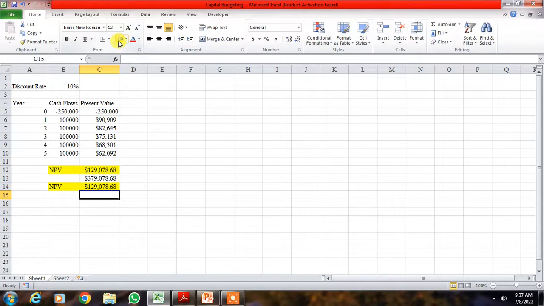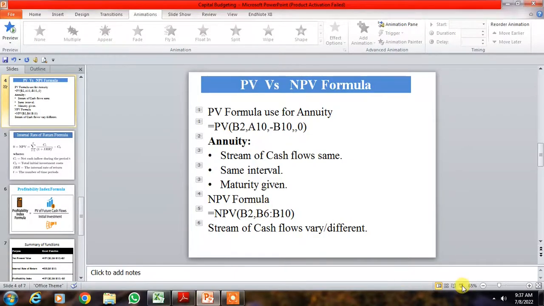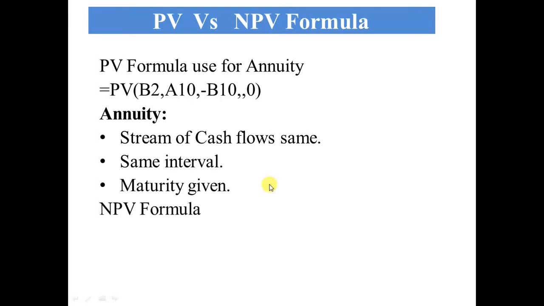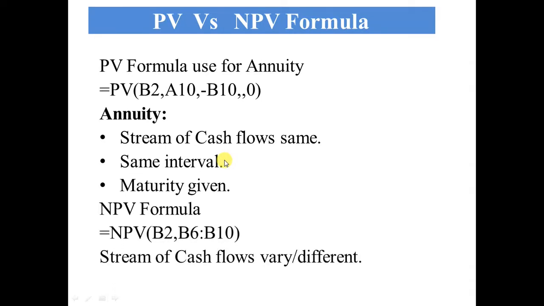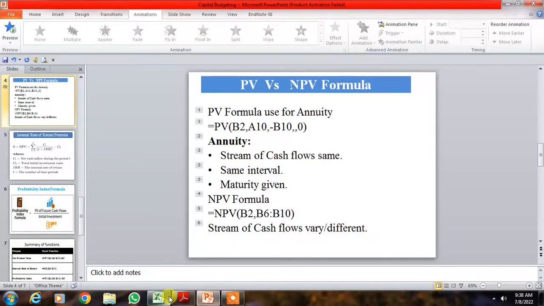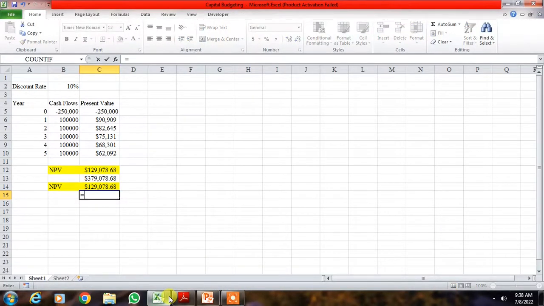And now my dear, by using the NPV formula, there is no restriction that the NPV formula can be used only when the stream of cash flow is the same; it can be used even when it is different. For example, in this case we can use the NPV formula. NPV, select the rate and then select the range of the values. Now these are the values. This NPV formula is used to find the present value of the cash flows. So once I click it, you may see that both are the same.